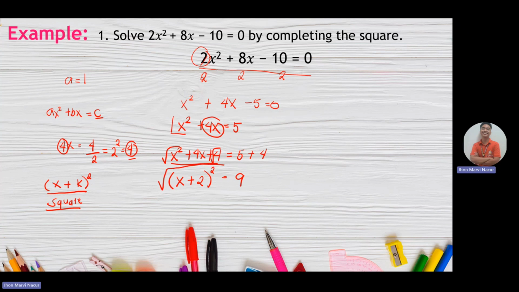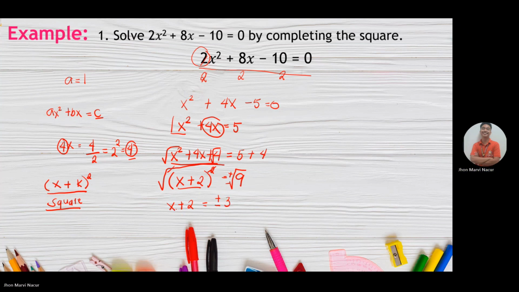So for our step number 4, we need to extract the roots or the square roots. So the square root of quantity x plus 2 squared is simply, we will cancel this one. It will only become x plus 2. And then we also need to find the positive and negative square root of the right-hand side. It will become positive and negative 3. Very good.